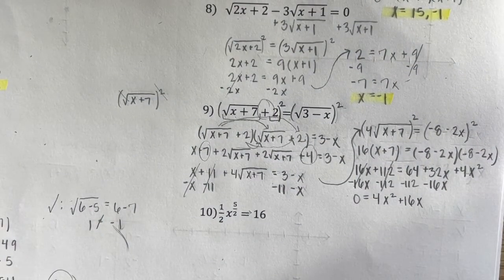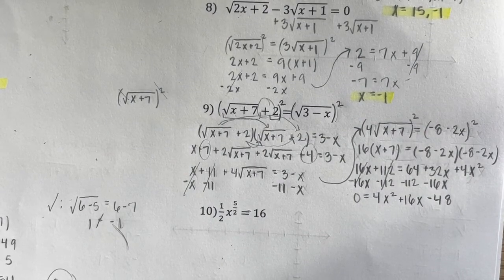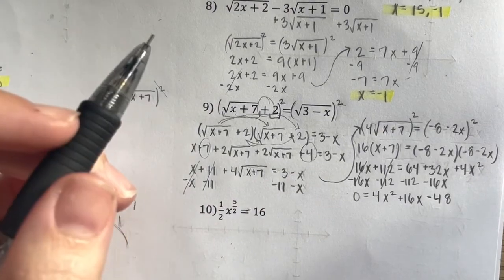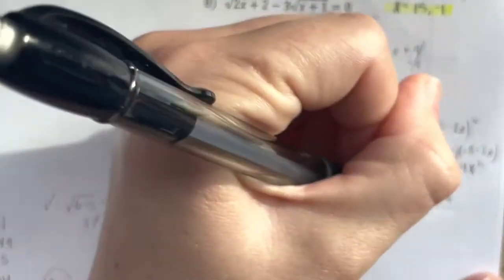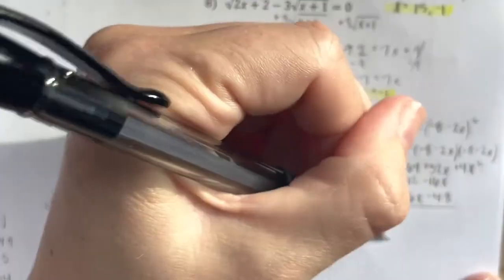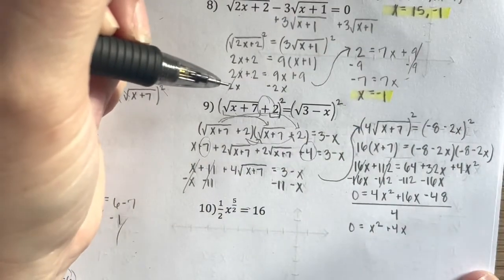And then 64 minus 112 is negative 48. So we have 4x squared plus 16x minus 48. And then you might notice that all of these numbers are divisible by 4. So you can either factor out a 4 to make it easier, or you can just divide it out since it's an equation. So if I divide out a 4, I'm left with 0 equals 4x squared divided by 4 becomes x squared. 16x divided by 4 becomes 4x. Negative 48 divided by 4 becomes negative 12.